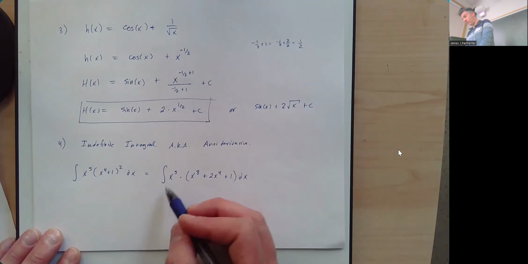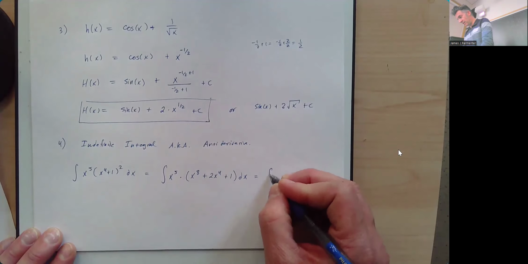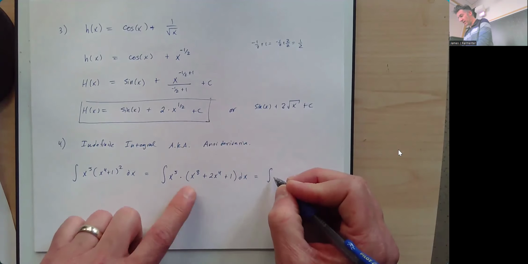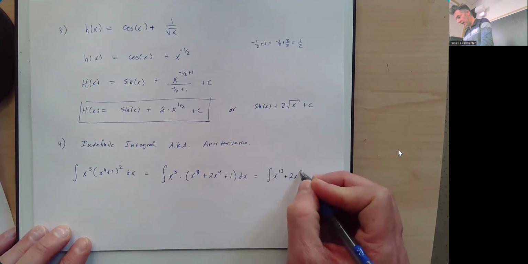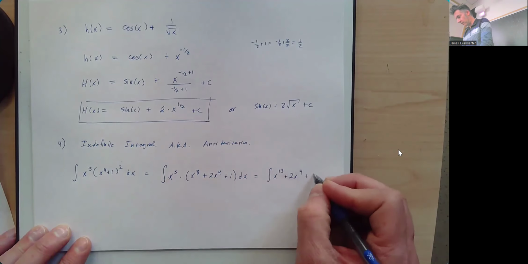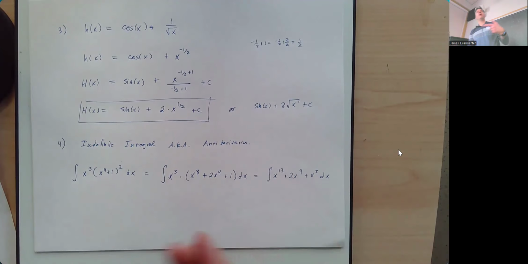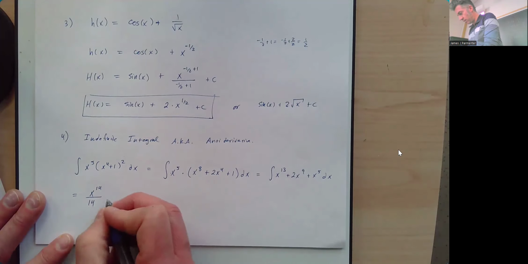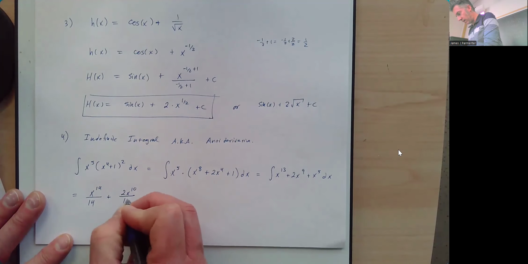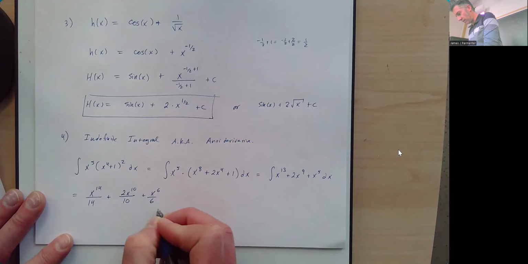And then distributing the x to the 5th to each of those three terms, that's going to be the indefinite integral of x to the 5th times x to the 8th is x to the 13th. X to the 5th times 2x to the 4th is 2x to the 9th. And x to the 5th times 1 is just x to the 5th. So what I'm trying to exemplify in these problems is that if you can write something out as just powers of x, that is often the right way to go, because then we can just apply the anti-power rule to each of those pieces. So here we're going to get x to the 14th divided by 14 plus 2x to the 10th divided by 10 plus x to the 6th divided by 6 plus c.